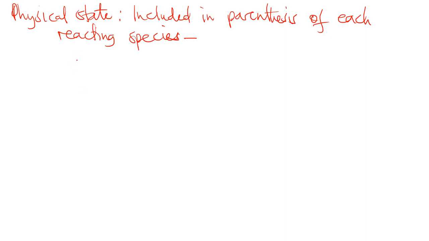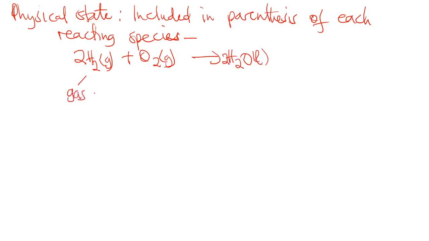For example, if we take our example, 2H2 gas plus O2 gas to give us 2H2O liquid. This tells us this is a gas. This tells us this is also a gas. This tells us this is a liquid.